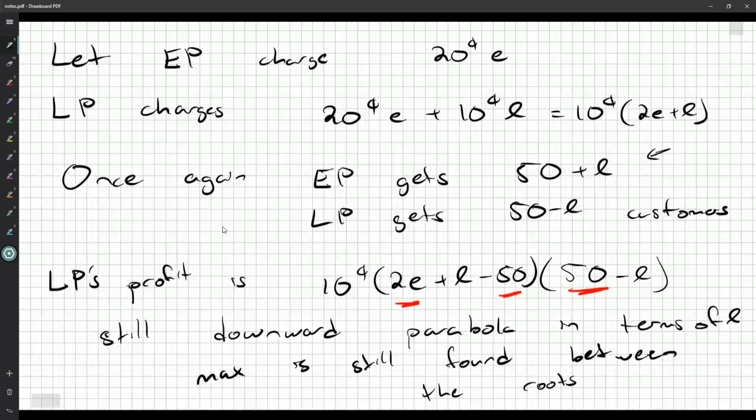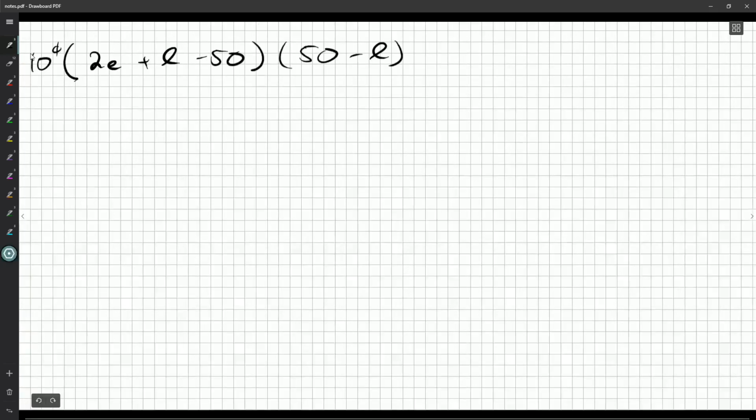So we probably, let's get back here. Lino's profit. We know what the E is. We know what the L is. Oop. So we can just say, what was it? 10 cents times 2E plus L minus 50, and 50 minus L. And we can say if E is 62, L was negative 12. Right?